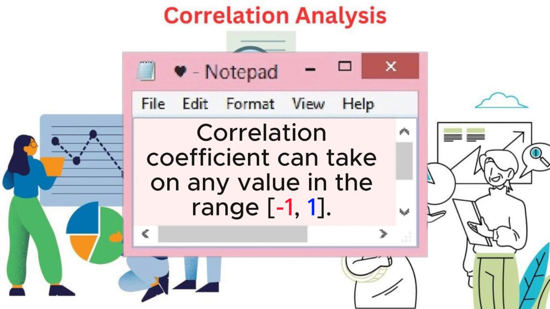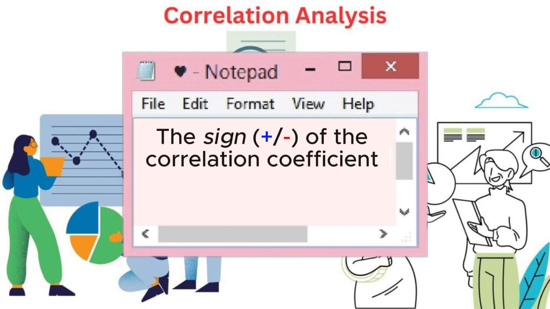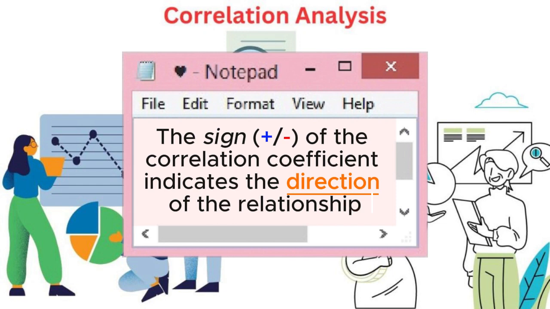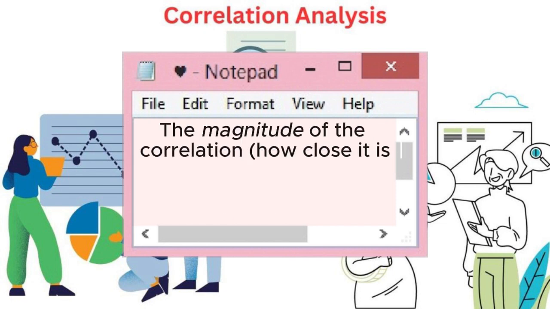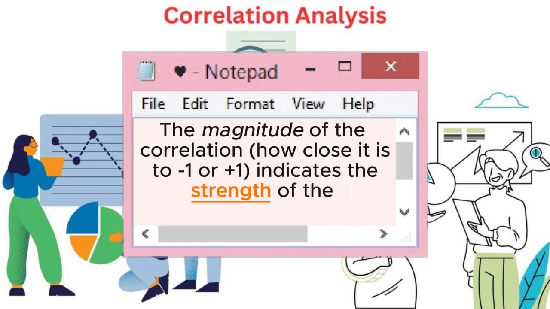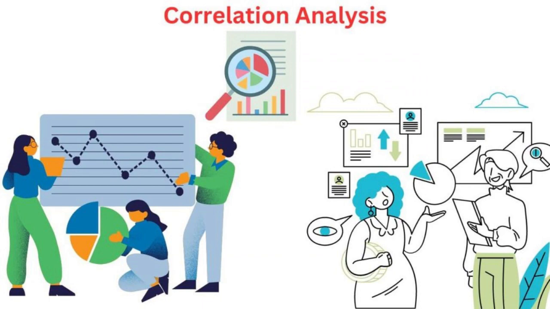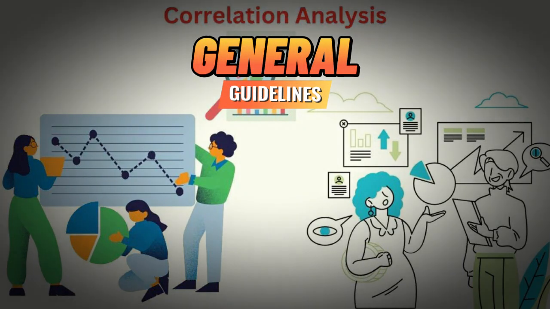and +1. The sign of the correlation coefficient indicates the direction of the relationship, while the magnitude of the correlation, that is how close it is to -1 or +1, indicates the strength of the relationship. The strength can be assessed by these general guidelines.